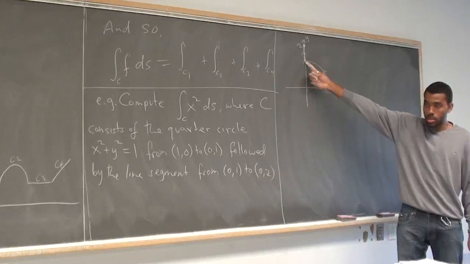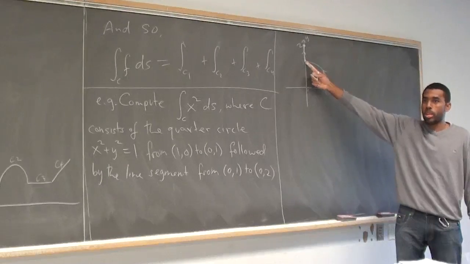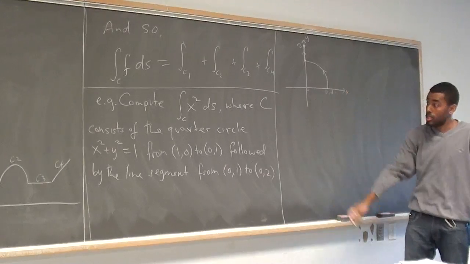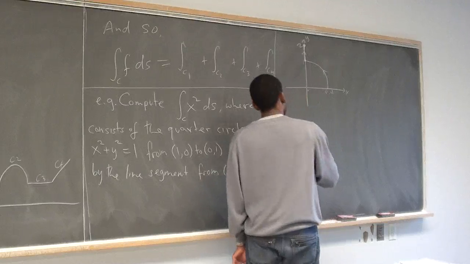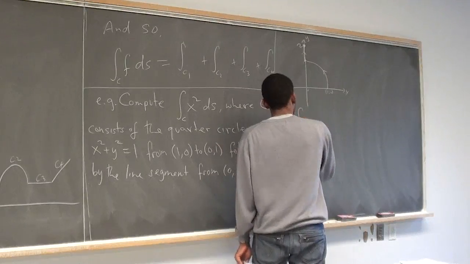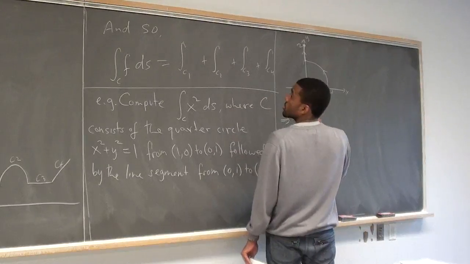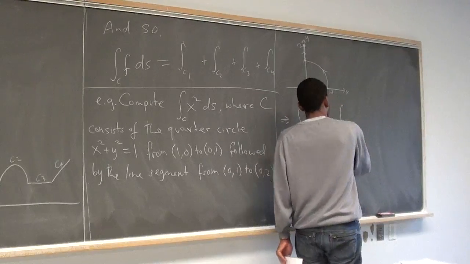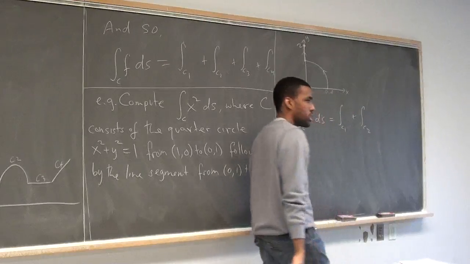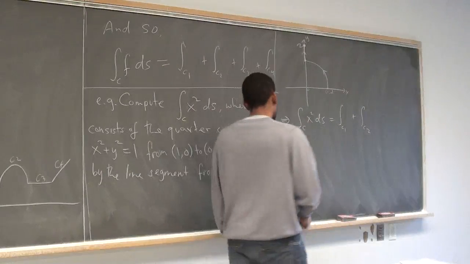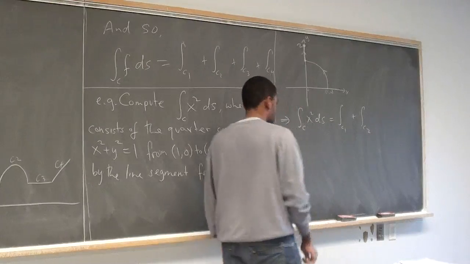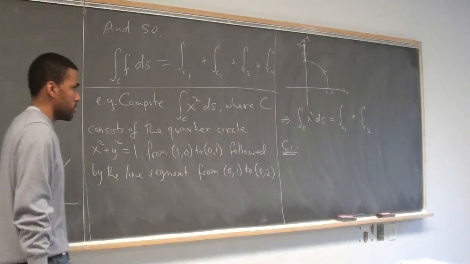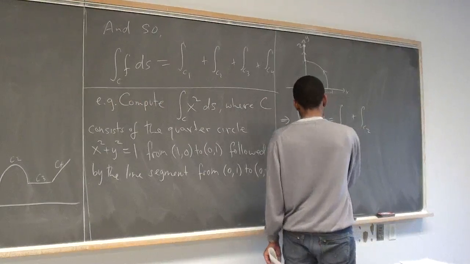This is a sharp corner. The curve is not smooth, but it's piecewise smooth. I can break it up into two parts, the circle and the straight line. I know how to parameterize each of these. So we're going to do the integral along C1 plus the integral along C2. Now let's look at C1. How do you do the first curve? What's your R? 1.